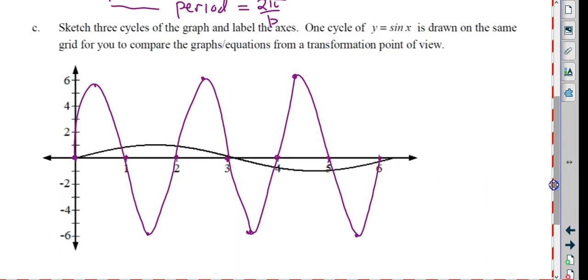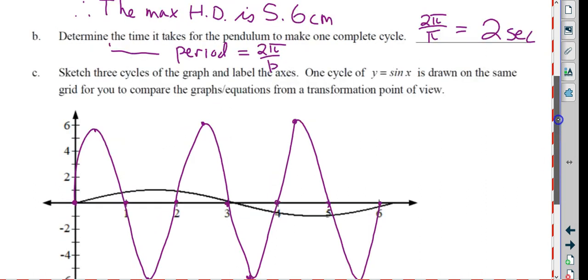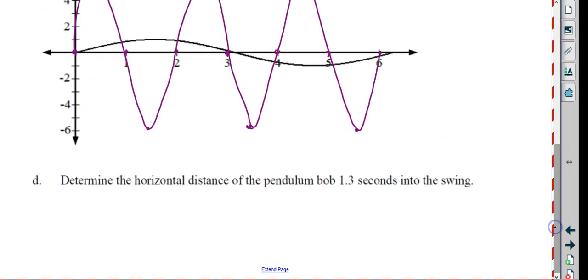All right, how's that look? So we're going to get to use that bit about, hey, sine function is divided into 4 parts, right? If I know the period, I divide that by 4, and I just say stuff happens in every quarter of a period, right? So as soon as I have any one point, or I know my max, I know my min, and I know my midline, and away we go. Okay. Any questions? Oh, determine the horizontal distance of the pendulum bob, 1.3 seconds into the swing.